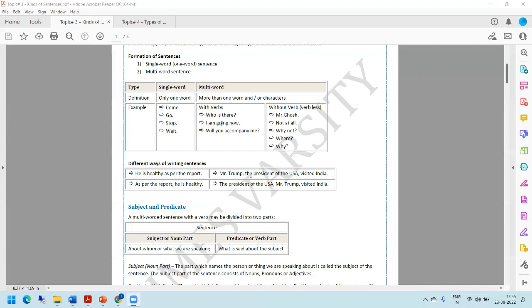So, Mr. Trump, the president of the USA, visited India. The article THE is used here, right? So what should be the pronunciation of this article here? Yeah, anyone? It should be pronounced as "the" or "thee" here.